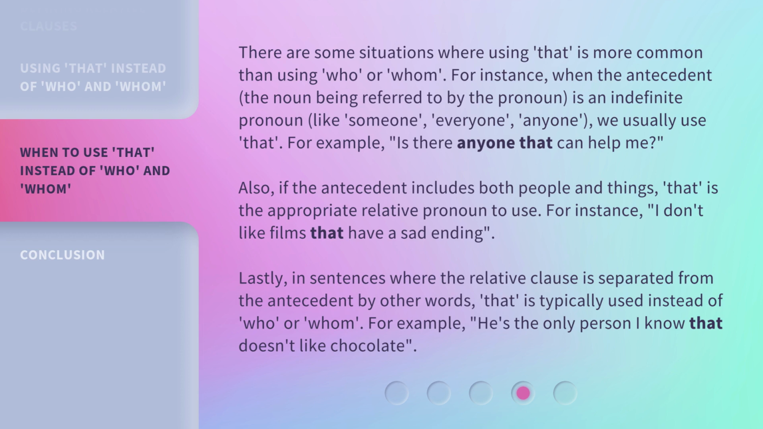Lastly, in sentences where the relative clause is separated from the antecedent by other words, that is typically used instead of who or whom. For example, "He's the only person I know that doesn't like chocolate."